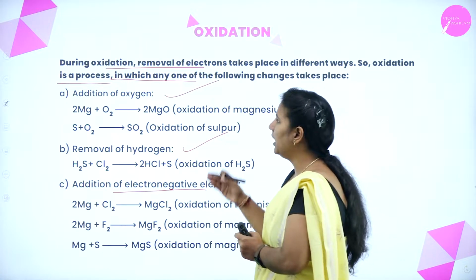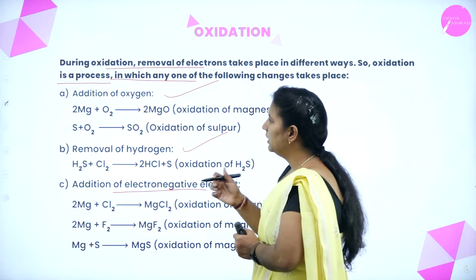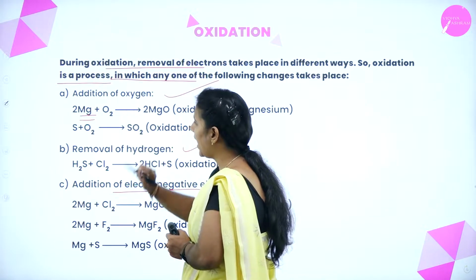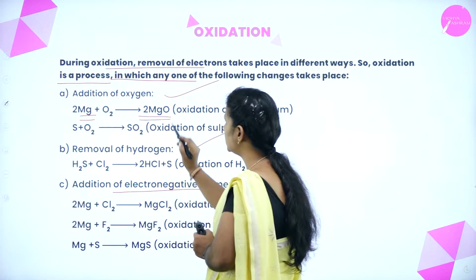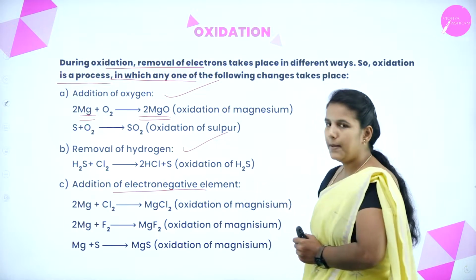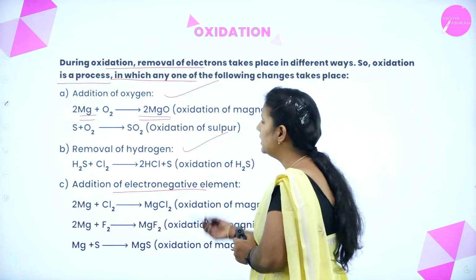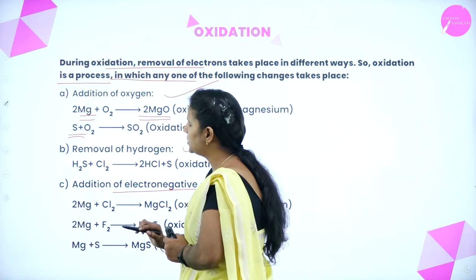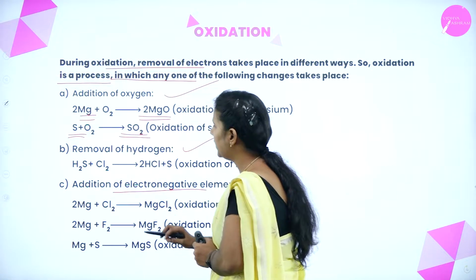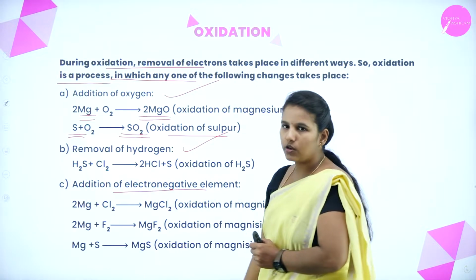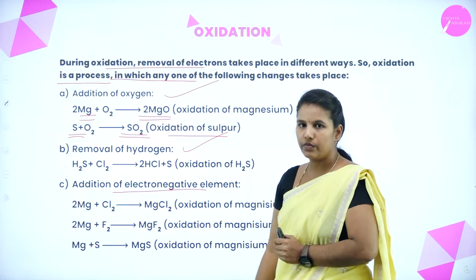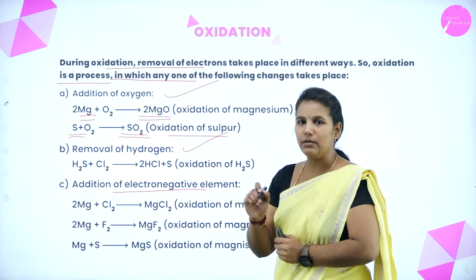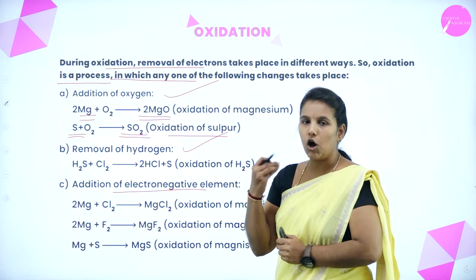First, I will go for the addition of oxygen. This is a metal, magnesium. When it adds oxygen, oxidation takes place in the magnesium. Similarly, you can take sulfur. When you add oxygen to sulfur, it becomes sulfur dioxide, and this is the oxidation of sulfur. This is how adding oxygen to an element forms oxidation.